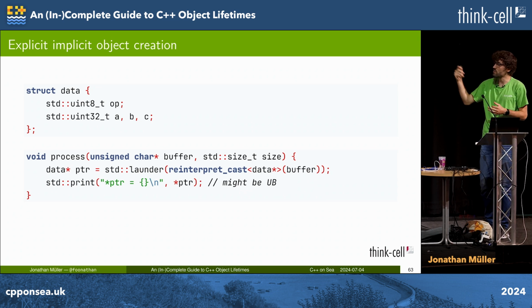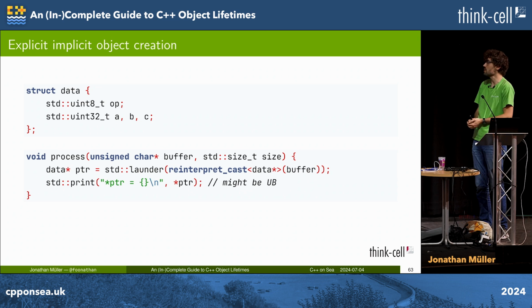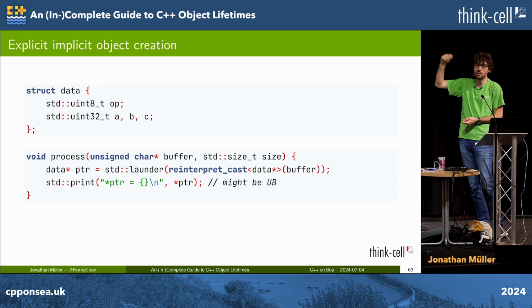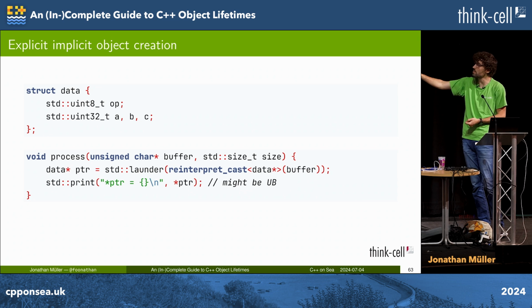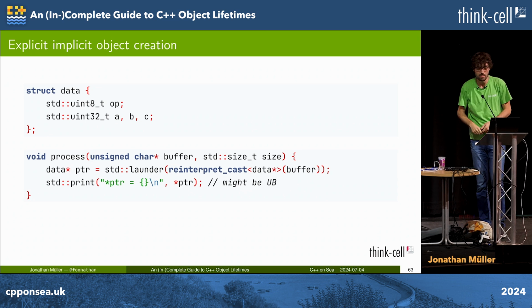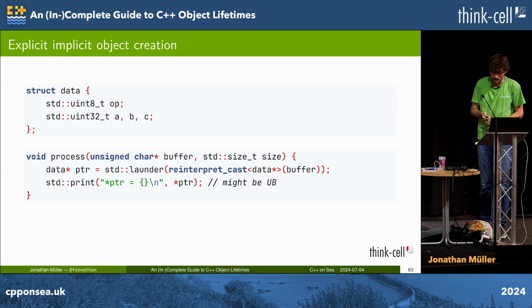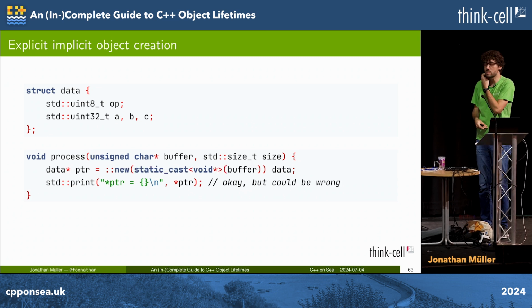But if the buffer came from an operation that does not implicitly create objects, this might be undefined behavior, because we don't have anything to travel back to in order to implicitly create objects. So this might be UB depending on where the buffer came from. And this is a bit bad, because we want to monitor this in isolation and ensure that this always works. And you might say, okay, let me just use placement new then, right?